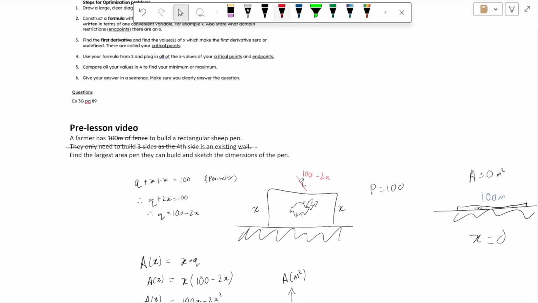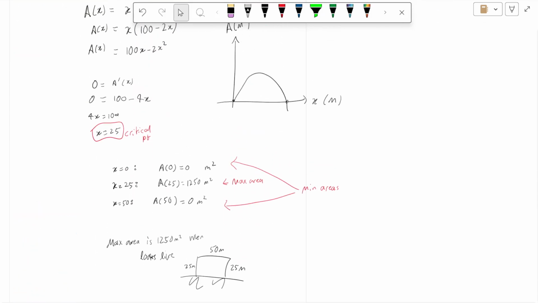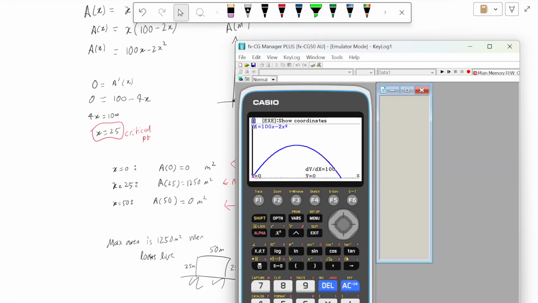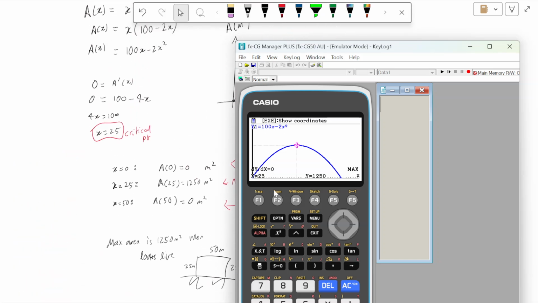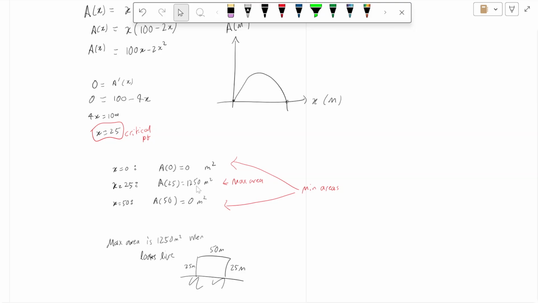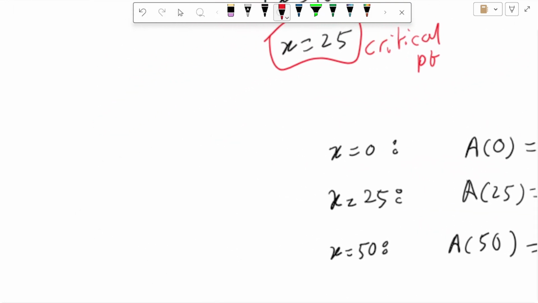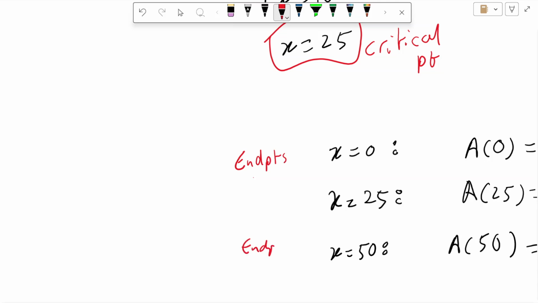That's pretty much all there is to it. Be aware that you can do a lot of this on your calculator. Like if you can't do the calculus, you just go Gsolve max and then you write your interpretation. But to get full marks, you'll usually need to show your working with this derivative stuff and then checking both of your endpoints and your critical points.